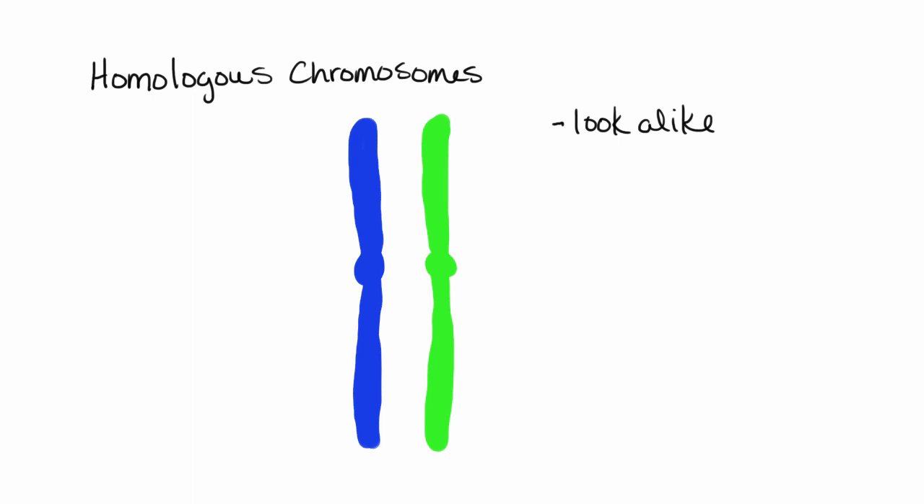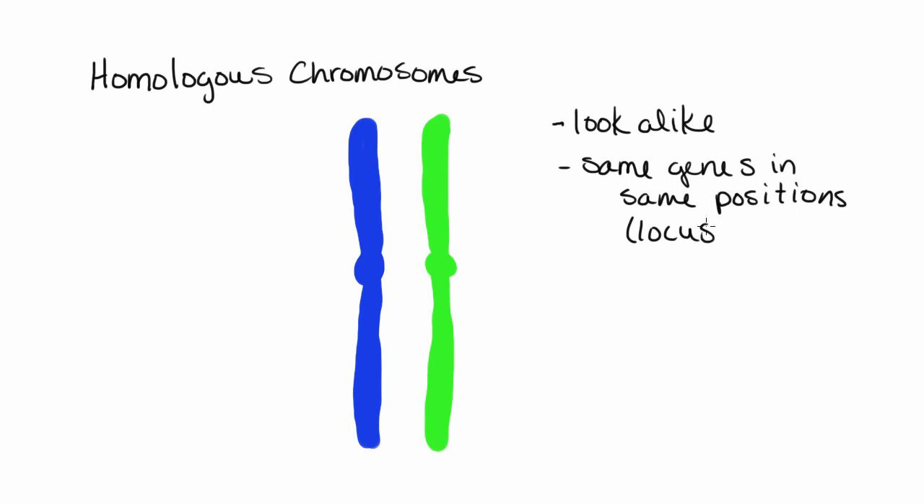Now, besides the fact that they look alike, these are also going to contain the same genes. And those genes are going to be in the same positions. When we're referring to the same positions, or any position of a gene on the chromosome, that's called a locus. So locus would be the singular and then loci is going to be the plural. So these chromosomes have the same genes and they're located in the same position, or we could say that they have the same loci.